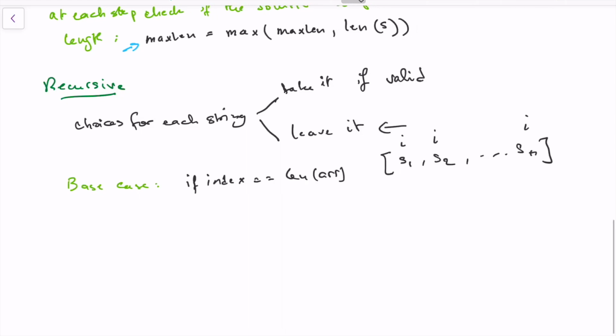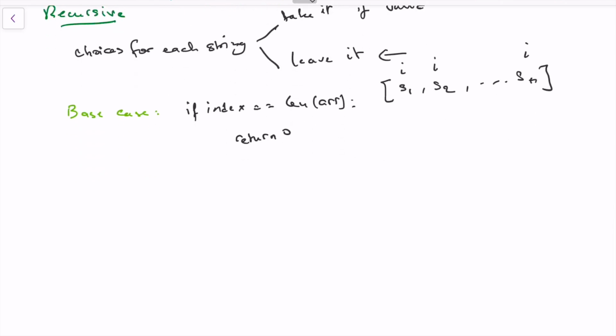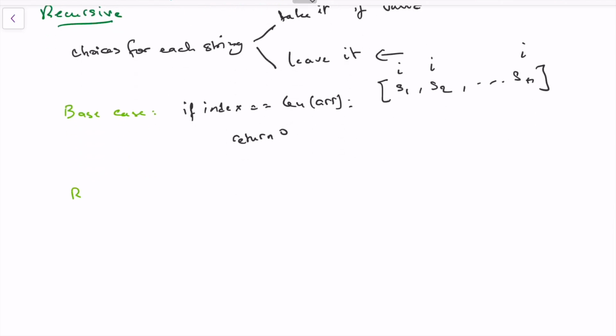And at that point, what should we do? We should just say there is nothing, so the length is just 0, right? And now for the recursion, what are the smaller recursion states? We have two choices. Choice one: leave the string and don't take it, and that's easy.